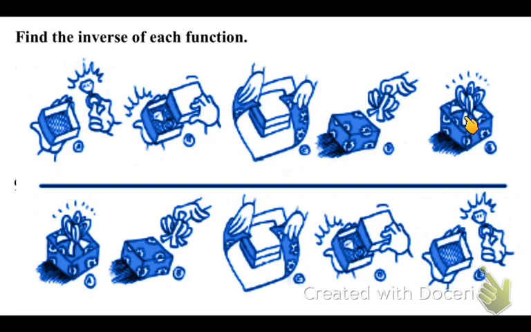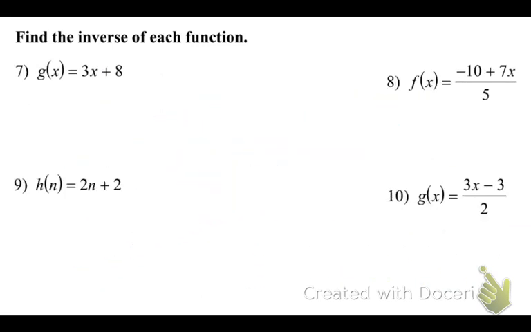For someone to undo that, we are undoing the things that you did in the opposite order. So somebody would receive your gift, take the bow off, unwrap it, take the lid off, and then take the ring out of the box. So that's essentially what inverses are. We're going to look at number 8 together.